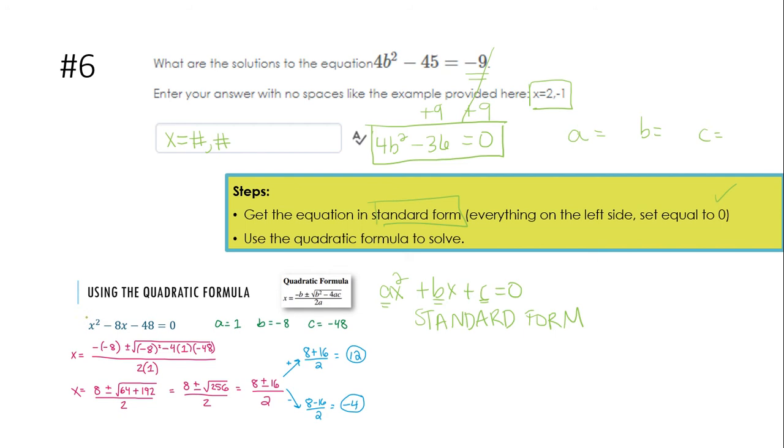So notice how in the example here, we have a -8 and a -48. So when I take out my b and my c, they're both negative. And again, if you need to see the steps here, we've got it all written out for you so you can see the process of the quadratic formula.